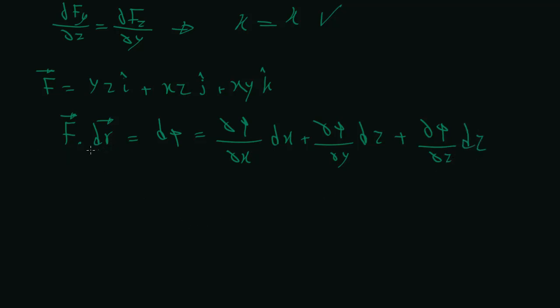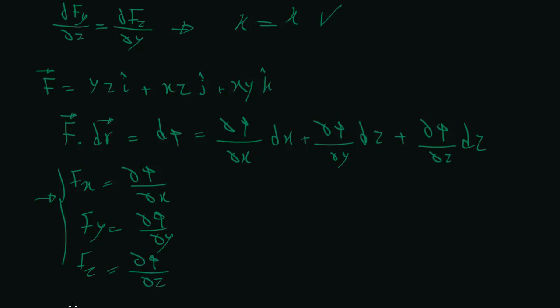So from here we calculated this. This is fx dx plus fy dy plus fz dz, and we said that fx should be equal to the derivative of phi with respect to x. So we can start from this equation and calculate phi. We had also this equation, fy is equal to the derivative of phi with respect to y, and also fz equal to the derivative of phi with respect to z. So let's start with the first equation.